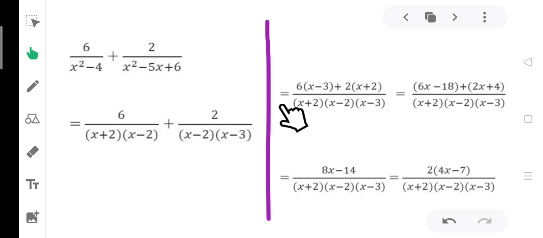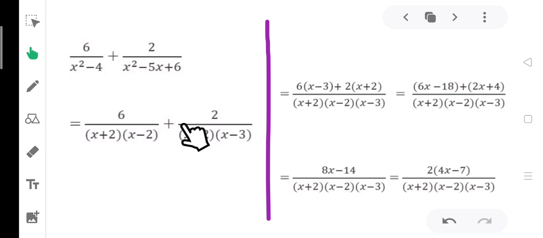So divide the LCD by each denominator in the rational expression. So we have x plus 2 times x minus 2 times x minus 3 divided by the quantity of x plus 2 times the quantity of x minus 2. So we can cancel the common x plus 2 and x minus 2. We can cancel. So the answer would be x minus 3. Then multiplied by the numerator 6. So we have 6 times the quantity of x minus 3.